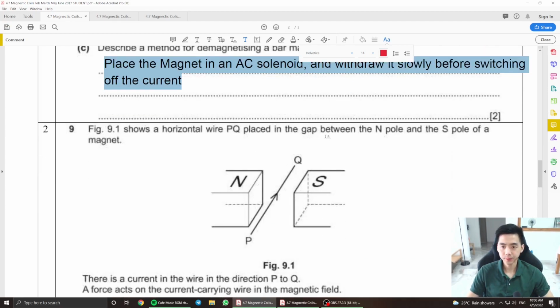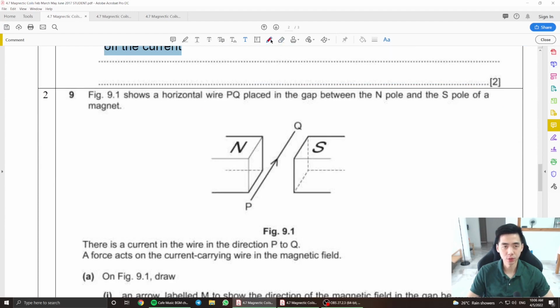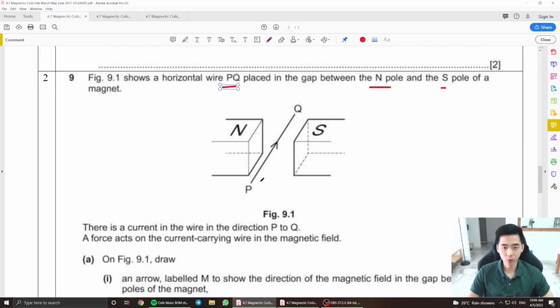Alright, and moving on to this next question here. Figure 9.1 shows a horizontal wire PQ placed in the gap between the north pole and the south pole. There is a current in the wire going from P to Q. So if there is a current, and I know for a fact that the magnetic field is going from left to right, this is supposed to be using your Fleming's left-hand rule, because Fleming's left-hand rule is the one that determines the force induced in the current.